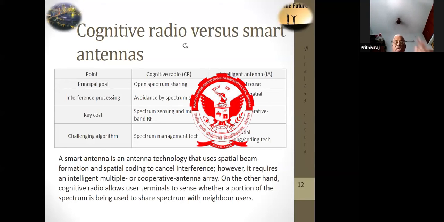So in a general definition, smart antenna is the antenna technology which uses spatial beamformation, spatial coding to cancel interference. However, it requires intelligent multiple cooperative antenna arrays. On the other hand, cognitive radio allows user terminals to sense whether a portion of the spectrum is used, to share spectrum with neighboring users. So the ultimate decision we take is CR, cognitive radio, is simpler to implement than this smart antenna.